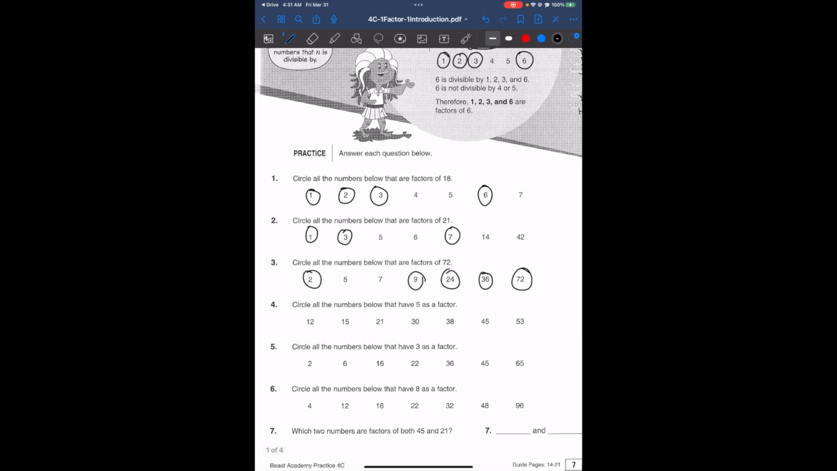The next problem says circle all numbers below that have 5 as a factor. So we're going to see whether these numbers can be divided by 5. 12 does not have 5 as a factor. 15 is divisible by 5, so it does have 5 as a factor. 30 also has 5 as a factor because it can be divided by 5. 45 as well.